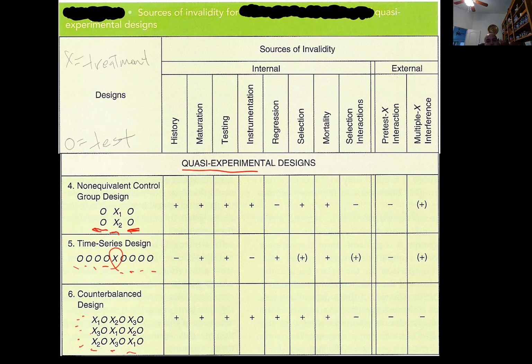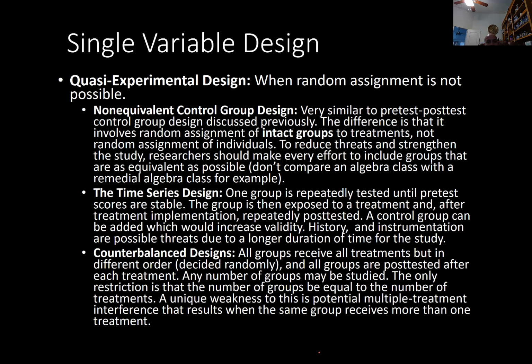And this is going to be able to control for almost all threats of validity, except the only one it doesn't control for is selection interaction, and on the external side, pretest interaction, or also multiple treatment interaction. It doesn't control for these things, but I would say it's still a pretty robust design. Okay. And this is when random assignment is impossible. Like if you're in a classroom and you can't test only some kids, you have to test all the kids. That's very common in a school setting.